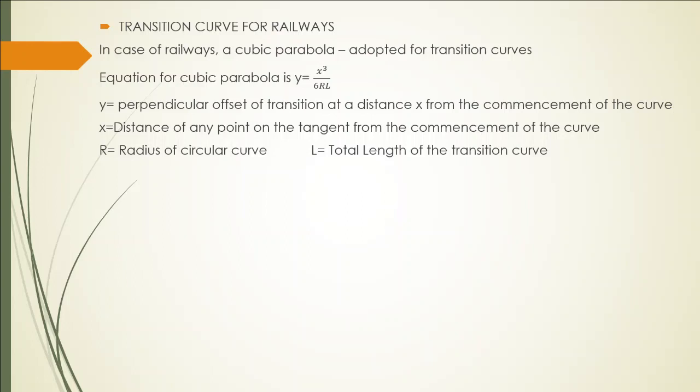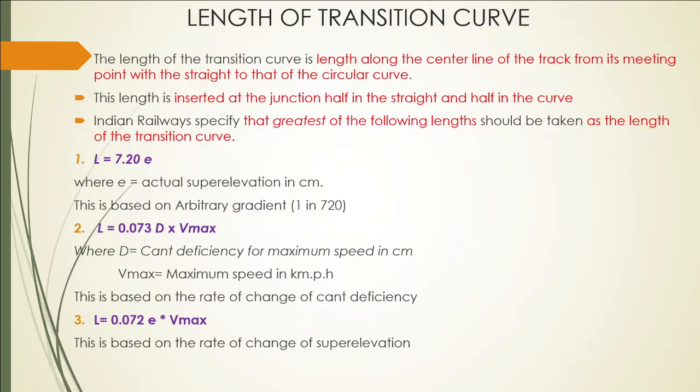For that, the equation of the cubic parabola is used, that is y is equal to x cube by 6RL, or you can write it as c x cube, where c is 1 by 6RL, where y is the perpendicular offset of the transition at a distance x from the commencement of the curve, and x is the distance of any point on the tangent from the commencement of the curve. R is the radius of the circular curve, and L will be the total length of the transition curve. Okay. Now we will move towards the length of transition curve.